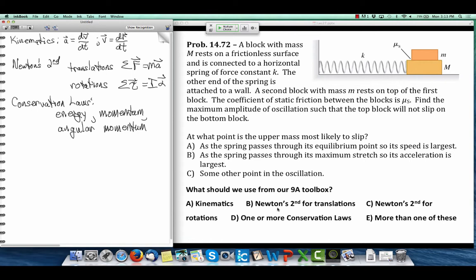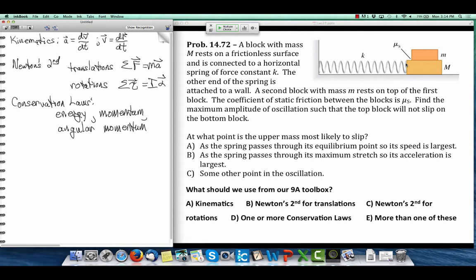So, this is about two blocks actually. The bottom block with mass capital M is attached to a spring. It oscillates on a frictionless surface, connected to the spring. The other end of the spring is attached to the wall. And there's another block, a smaller block, I assume, because it looks smaller and they use a small letter m, on top of the first one. It's not attached to the first one, but there is a coefficient of static friction in between the two.